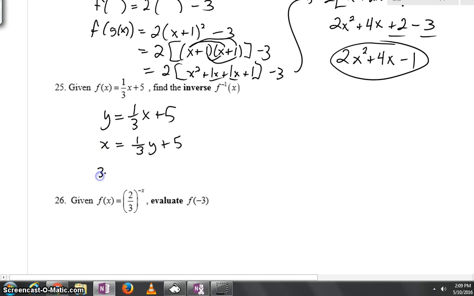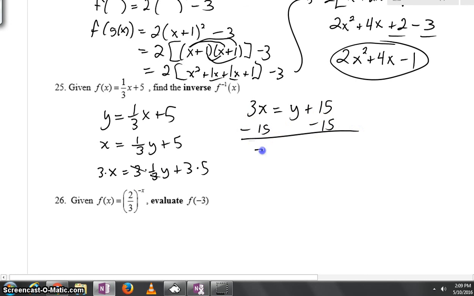I personally recommend that we multiply everything by the common denominator. Our denominator is 3. That's the only fraction that we have here. But when we multiply by that 3, we'll just have 3x. That's equal to a 1y. 3 times 5 is 15. We'll minus a 15 from both sides. And really what you're going to see for your final answer, that y can be written as f inverse of x, our 3x minus 15.